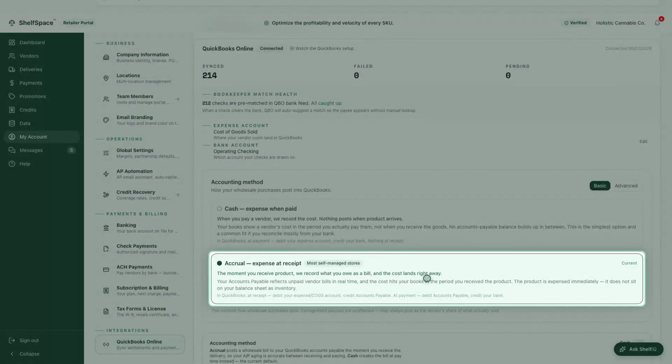The second is accrual, expense at receipt. The moment product lands, ShelfSpace records a bill, and the cost hits your books right away. It's what most stores doing their own books use, and it's the default.